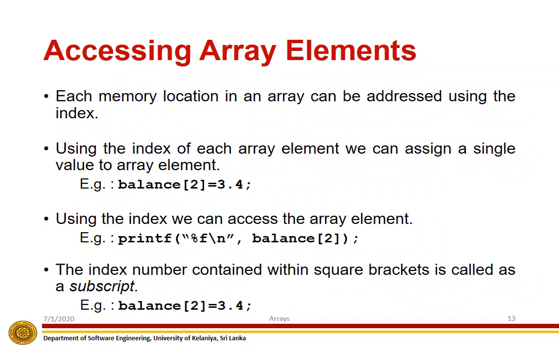Using the index, we can access the array element. So here you can see an example again. Printf, then percentage mark f to print the floating point value, then comma balance 2. So it will print the value in the second position in the balance array. The index number contained within square brackets is called the subscript. So here 2 is the subscript.